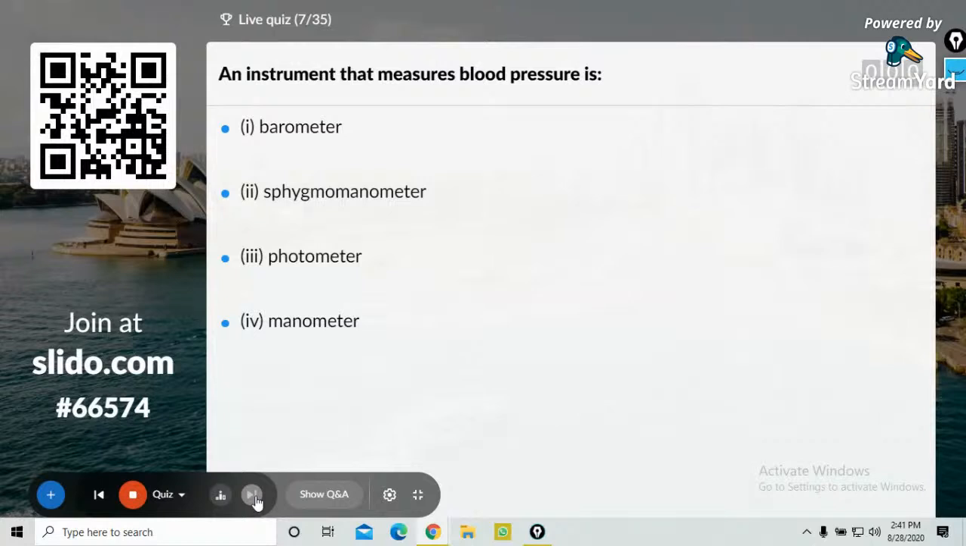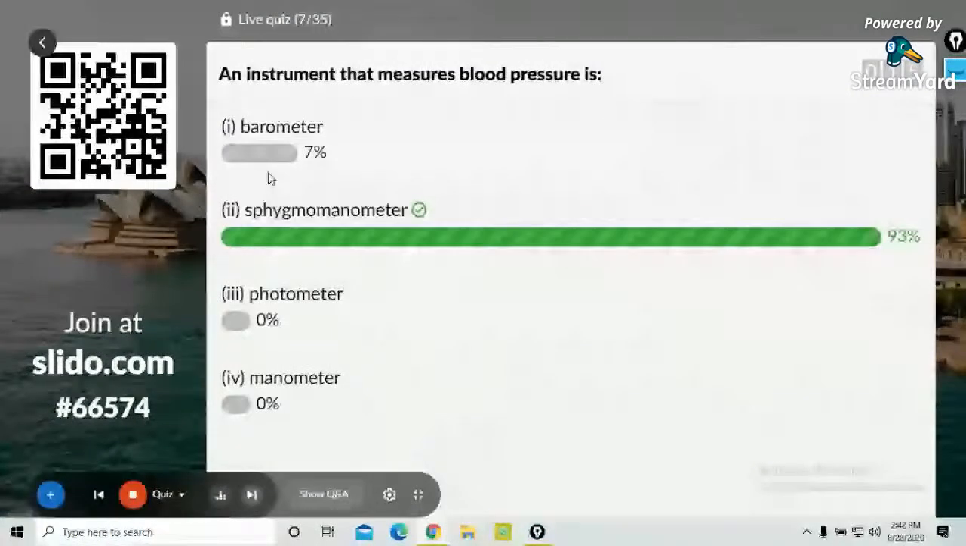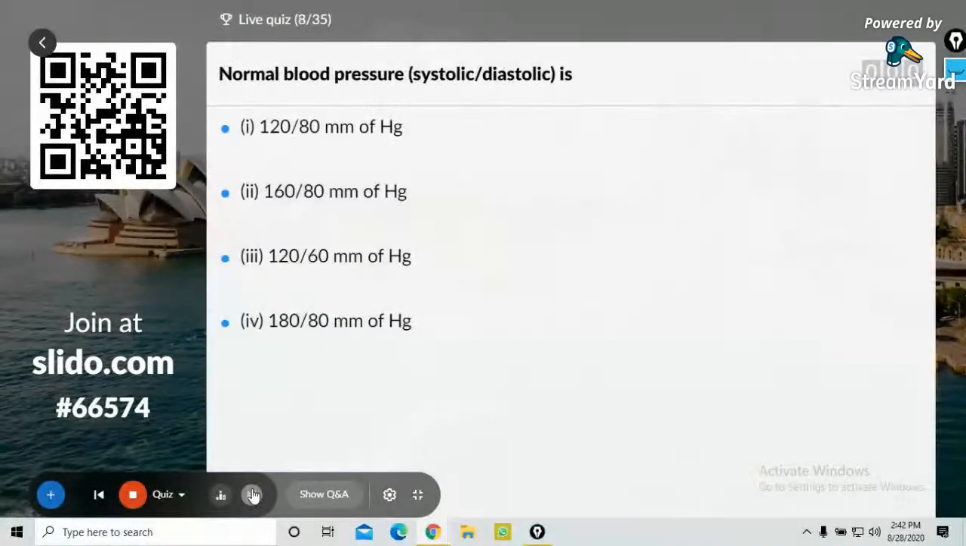An instrument that measures blood pressure is barometer, sphygmomanometer, photometer, and manometer. An instrument that measures blood pressure. Guys, the answer is sphygmomanometer. Barometer measures atmospheric pressure. Next question on the screen.